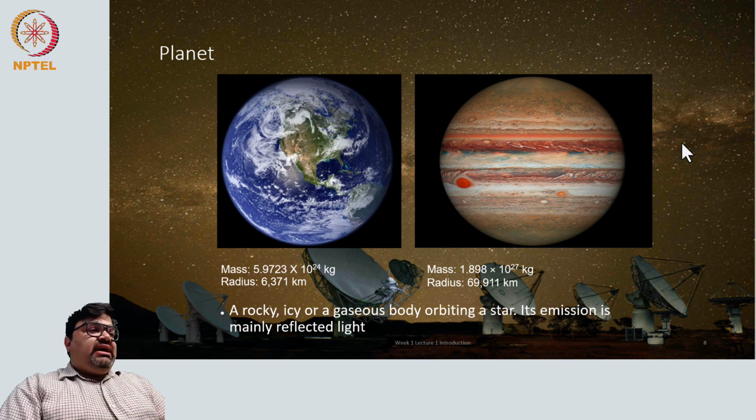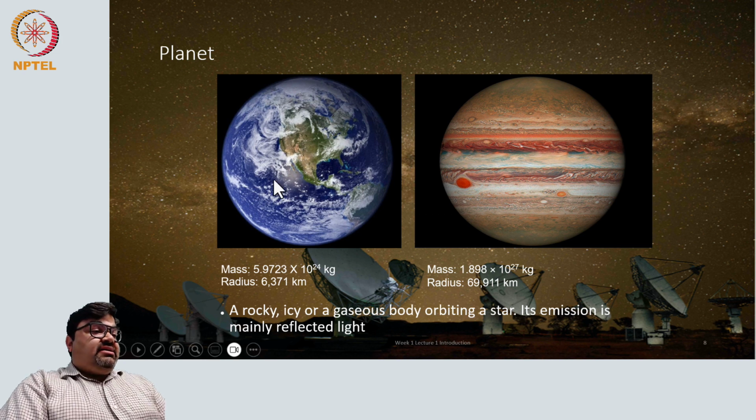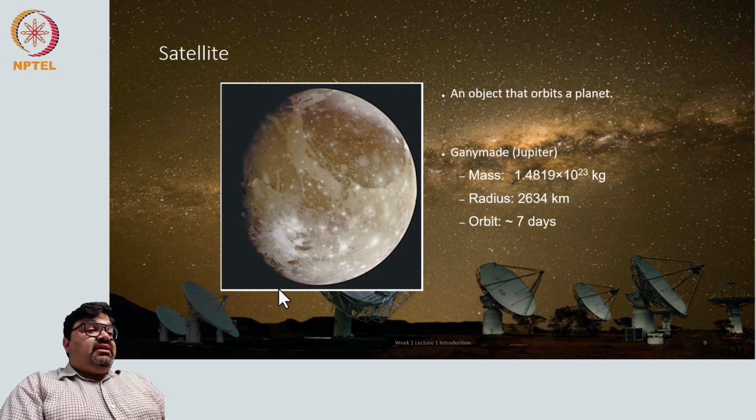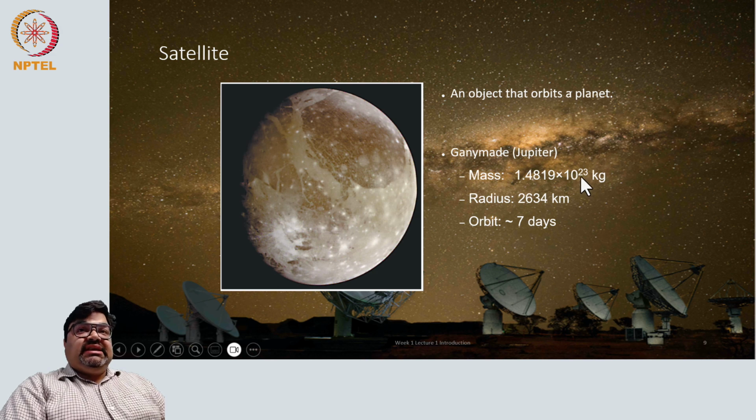So an overview: this is our planet Earth, on the left-hand side, which has a mass of about 10 to the power 24 kilograms and a radius of about 6,000 kilometers. If you go to the nearest satellite, which is our Moon, the radius is significantly lower, about 2,600 kilometers, and the mass is significantly lower.